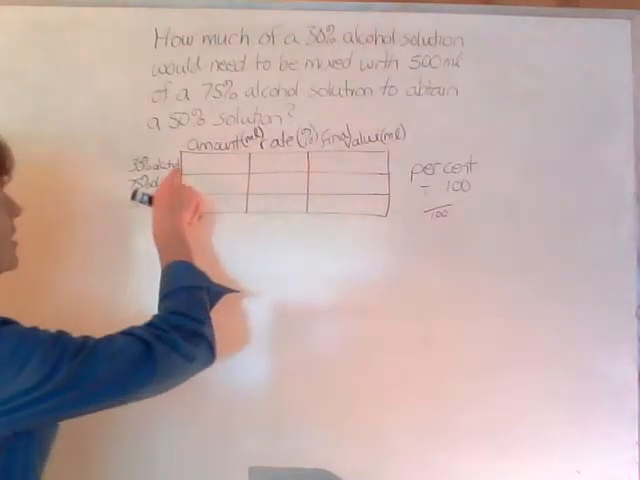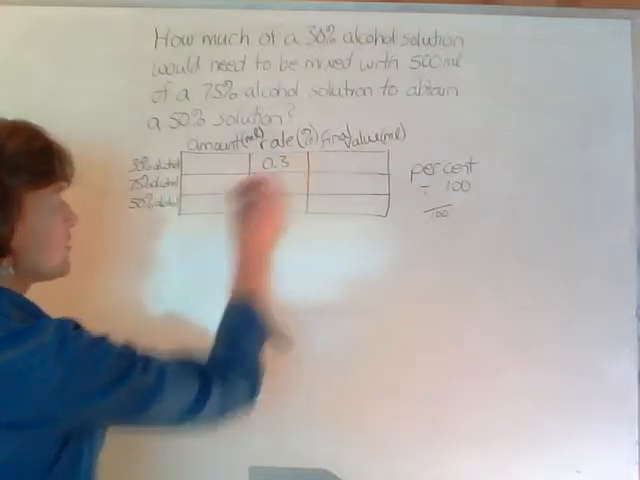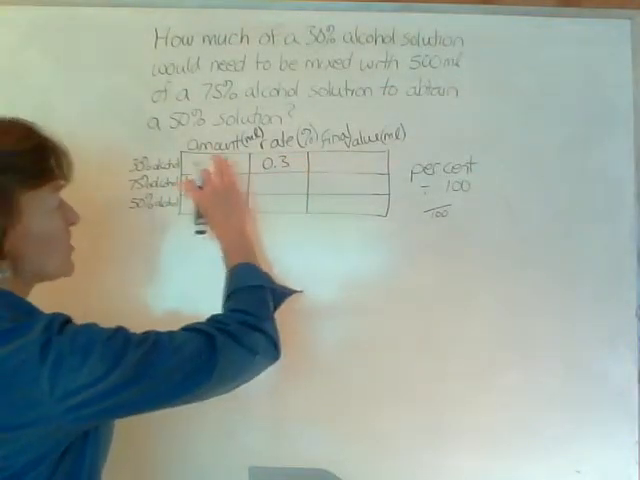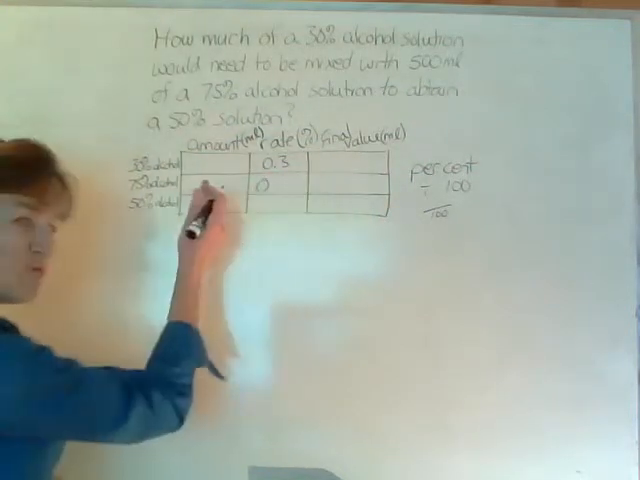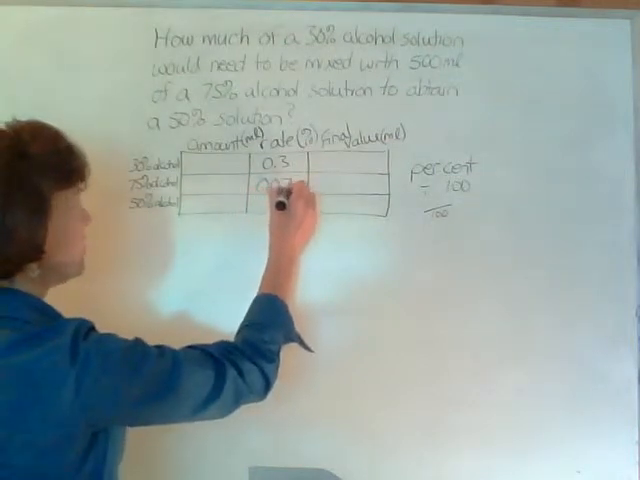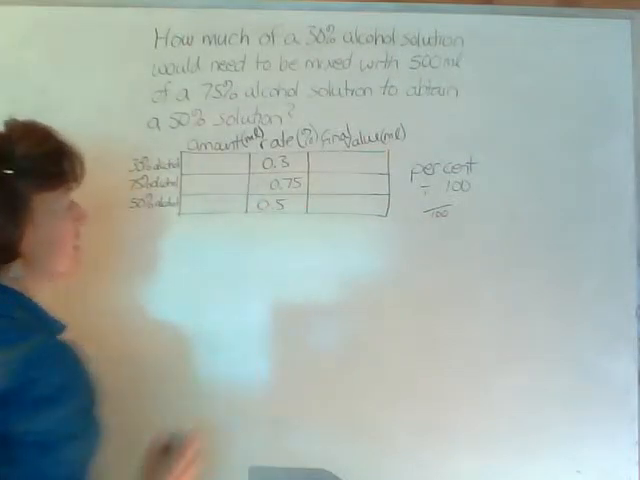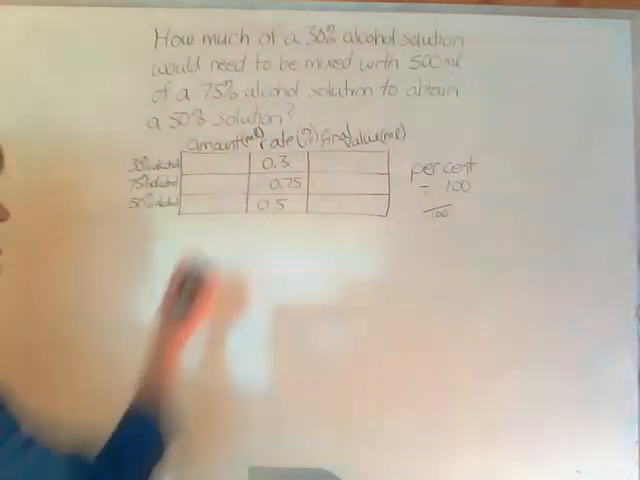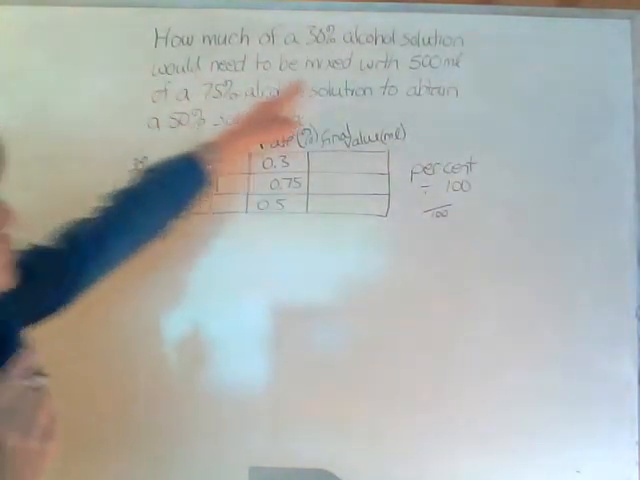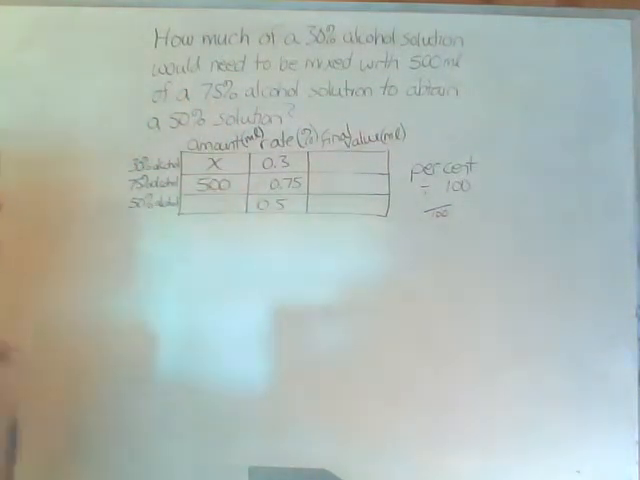All right, so my rates are going to be 30%. Now, I'm going to go ahead and change my percents to a decimal, since I'll do some math to get this final value column. So I just move the decimal over 2 places. 0.3, 0.75, and 0.50. I don't need the extra 0 on the 50 and the 30. As far as amounts go, it says, how much do I need of the 30%? I don't know what that is. But I know that I'm going to mix it with 500 milliliters of the 75%. So I'm going to put the number 500 right here.